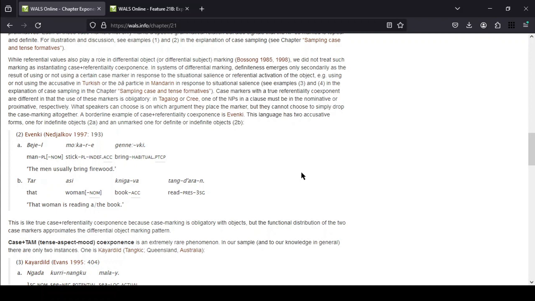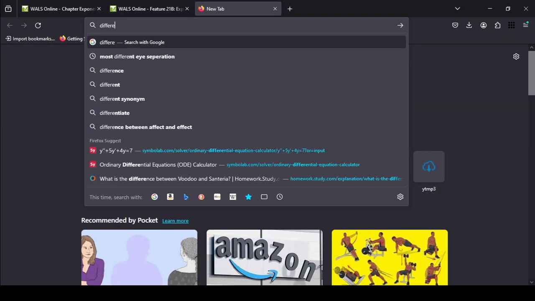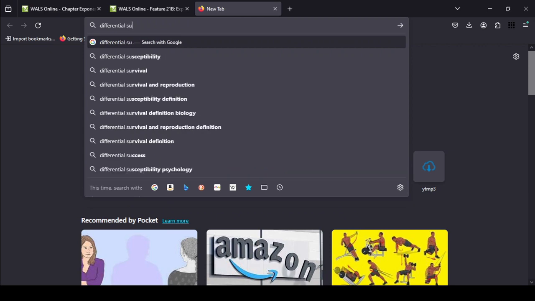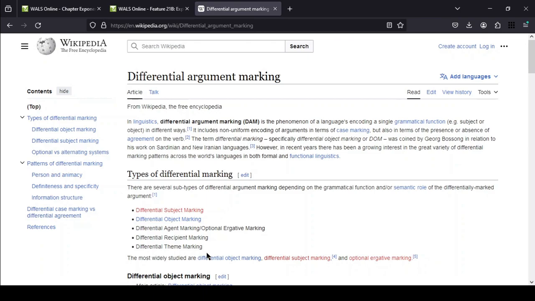While referential values also play a role in differential object or differential subject marking. What the fuck is a differential object marking? Is that math? Is it like a differential equation? I can't just pull this word out of their ass like it's something I know what it means, bro.